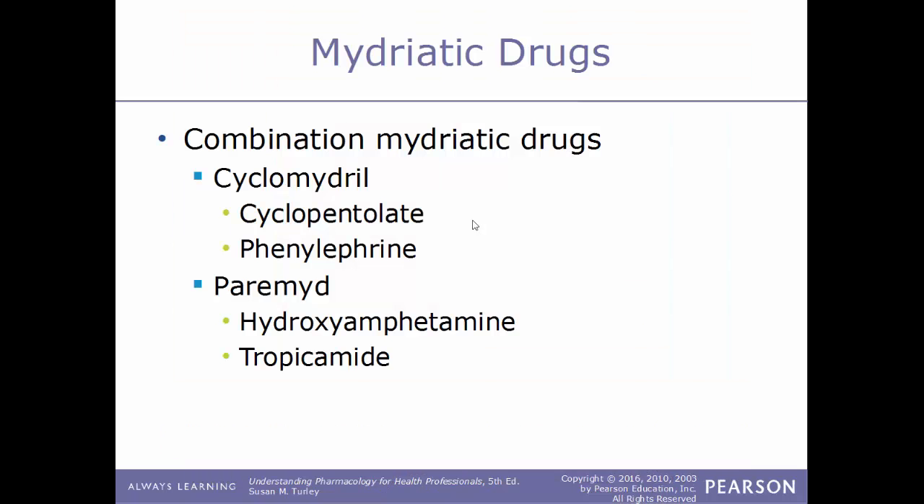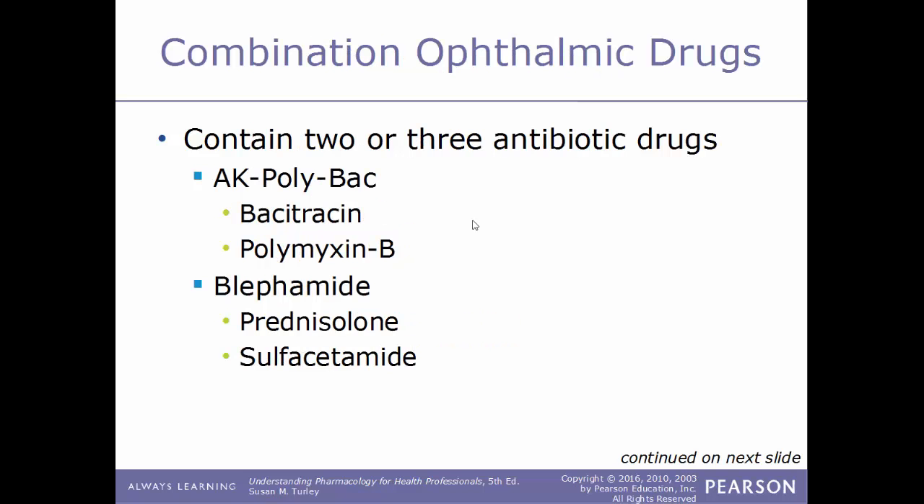Often you'll see mydriatic drugs sold in combination. Some examples of this would be Cyclomydril, which is a combination of cyclopentolate and phenylephrine, and also Paremyd, which is a combination of hydroxyamphetamine and tropicamide. Another type of combination drug you'll see when it comes to ophthalmic drugs are combination antibiotic drugs. And these will contain 2 or 3 types of antibiotics working together.